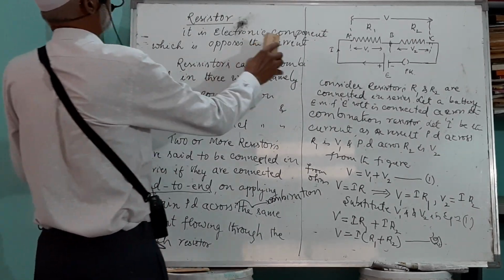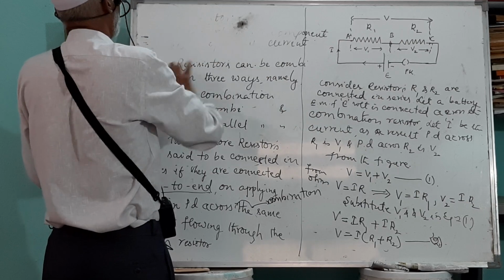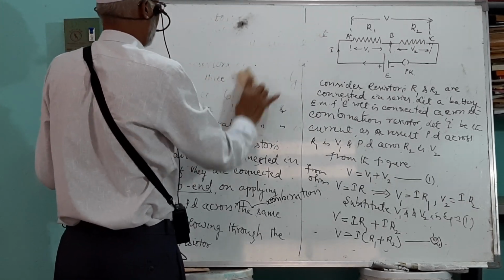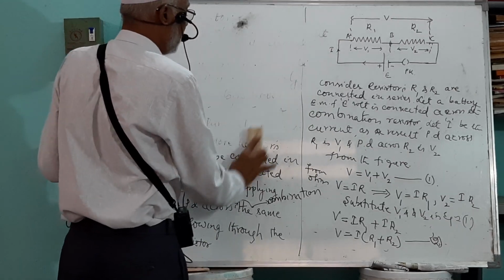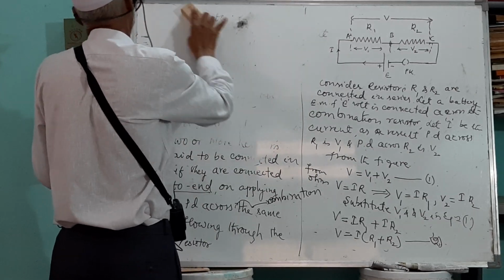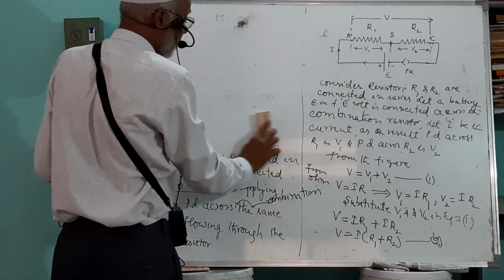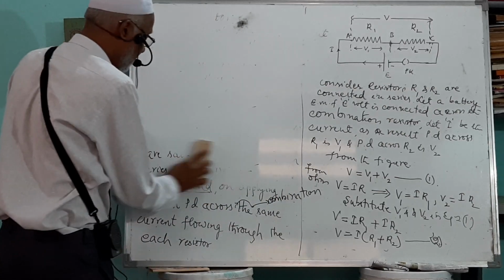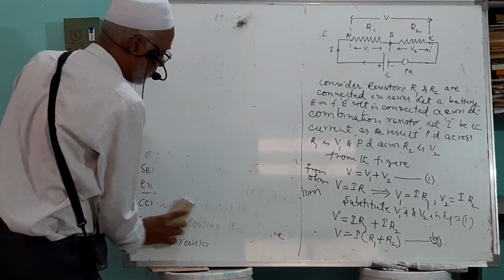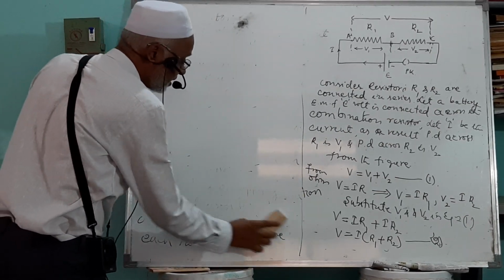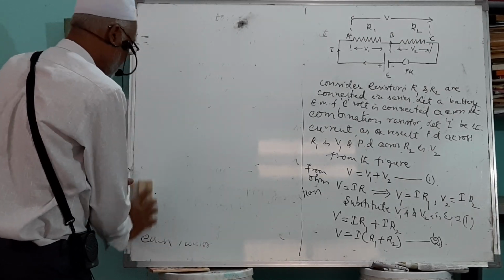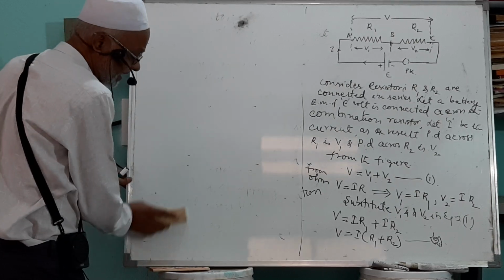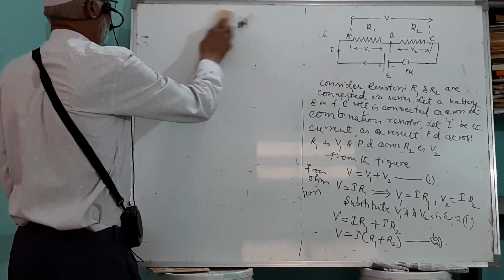So here we are connecting that, what is an equivalent resistor in series combination of resistors? You may ask the question, what is an equivalent resistor? An equivalent resistor is a single resistor which produces the same effect as that of the combination of resistors. It replaces the combination of resistors and produces the same effect as that of the combination of resistors.